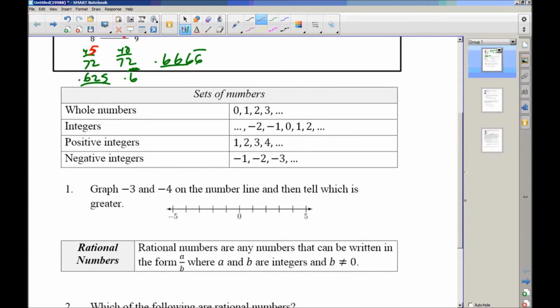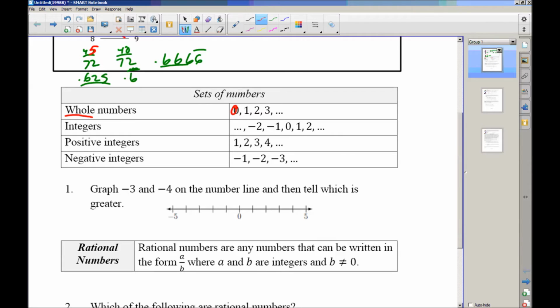All right, so we have sets of numbers. We have the whole numbers first off. The whole numbers are the ones you learned in kindergarten. They start with 0, and then you count up 1, 2, 3, 4, 5, 6, 7. Notice there's no decimal parts and no fraction parts. That's what makes them whole numbers.